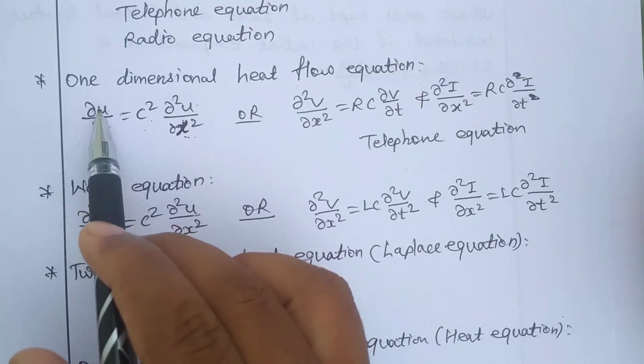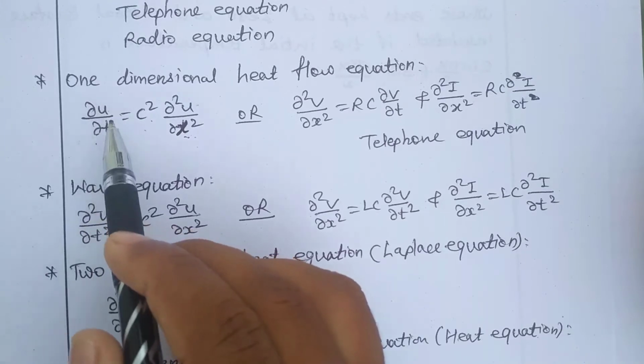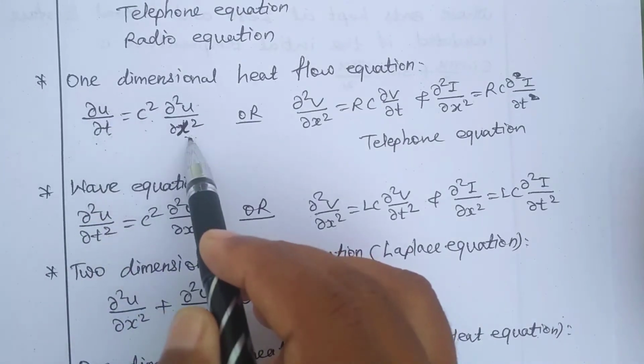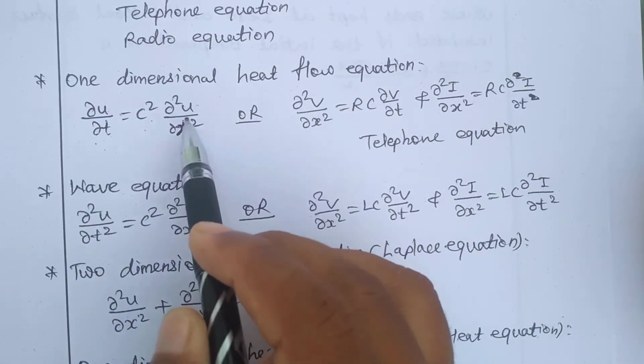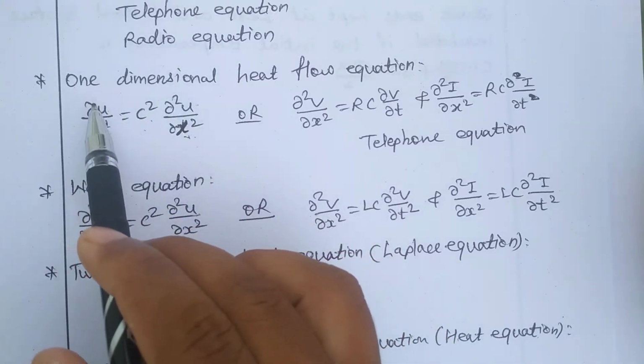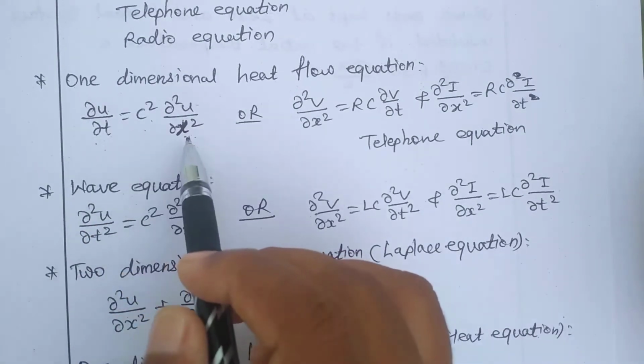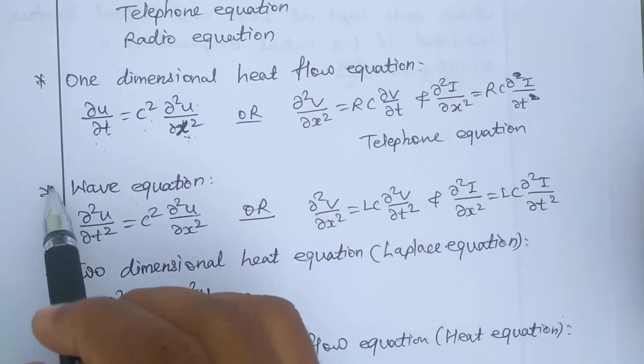U is the notation for the temperature. It is a dependent variable, and that temperature depends on t. t is the time, and x is the distance. At what distance and what time, what is the temperature, that is the value of u. That means u depends on t and x, and t and x are independent variables.